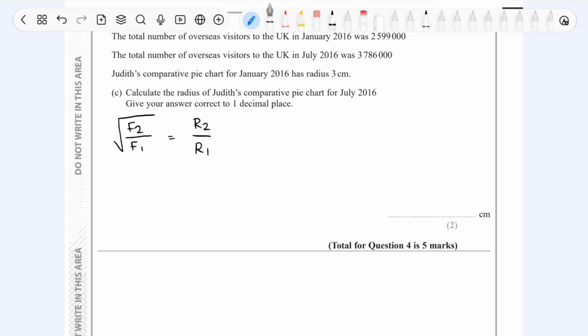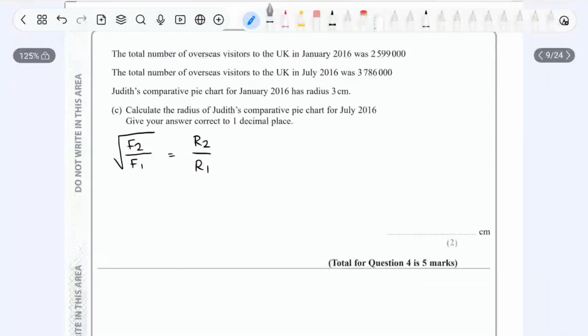Now what does exactly all of these mean? So f2 is the second frequency, f1 is the first frequency, r2 is the second radius, and r1 is the first radius. Now look at the question and just see what information you've been given, and just look for the numbers. Here we can see this, and this. They just stand out to me. They don't particularly mean anything at this point in time.